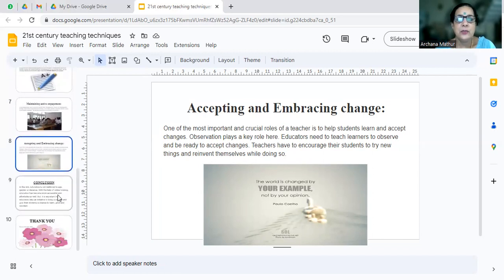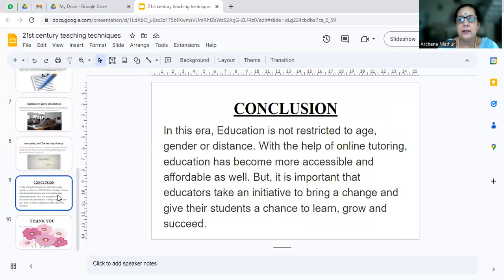So the conclusion is that in this era, education is not restricted to age, gender, or distance. It has a very varied kind of disposition, and we have to accept the fact that education is an ongoing process. It is never ending, and it is not restricted to age. With the help of online tutoring, which has become very common today, especially after COVID, education has become very accessible and affordable as well.